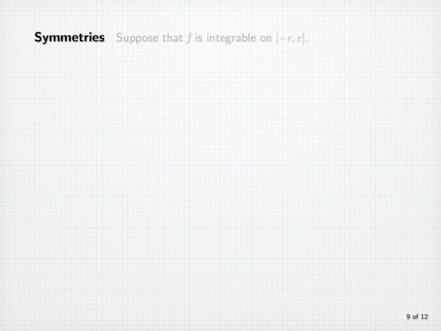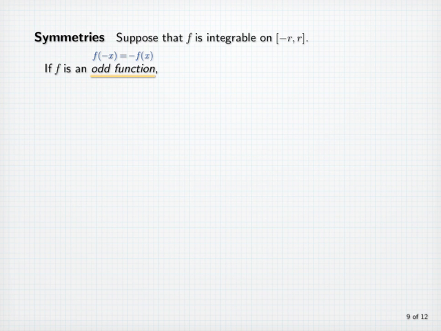Symmetries. Suppose that f is integrable on a closed interval centered at 0, from minus r to r. Let's suppose that f is an odd function, that is, f of minus x is equal to minus f of x. Then the graph of f is symmetric through the origin. Therefore, the region bounded by the graph and the x-axis has a symmetry which requires that there be equal amounts of area below and above the x-axis between minus r and r. Therefore, the integral from minus r to r of any odd function must equal 0.